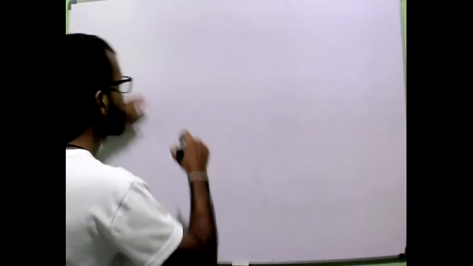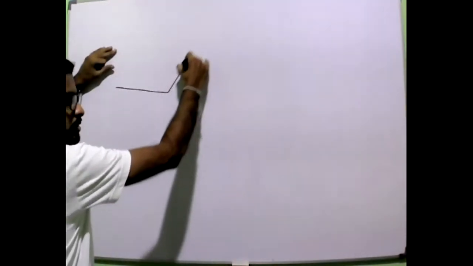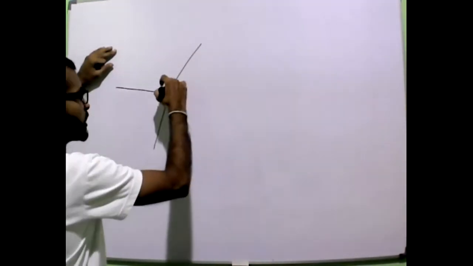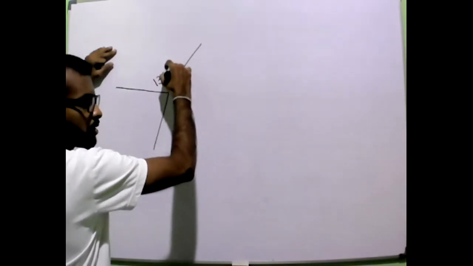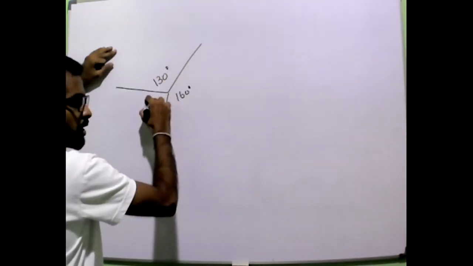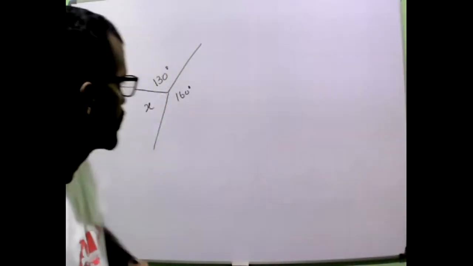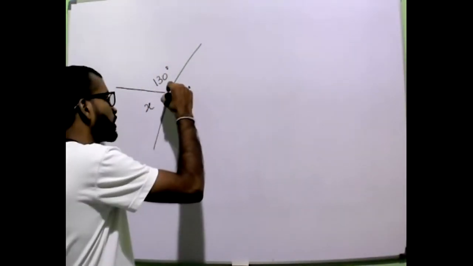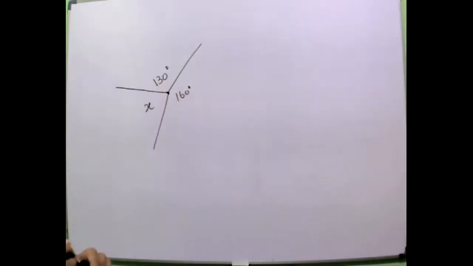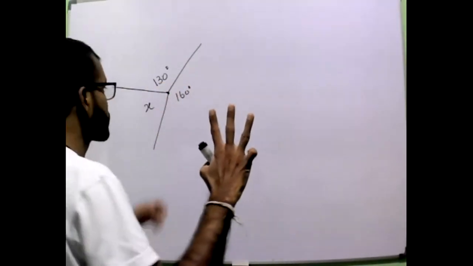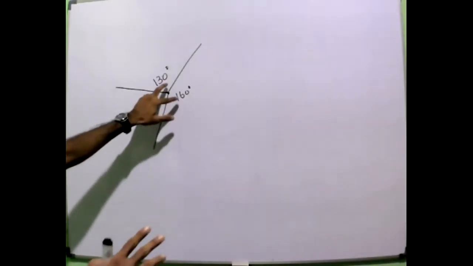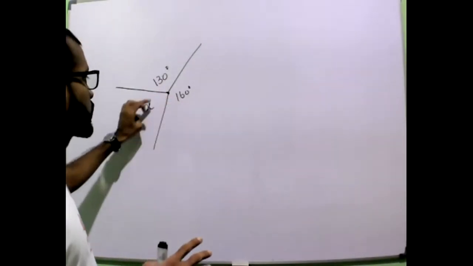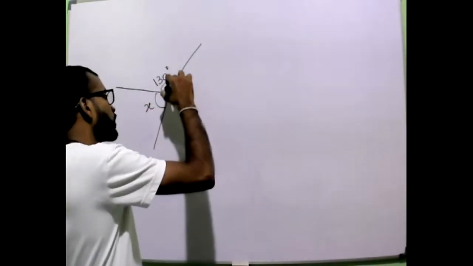Find the value of x. Basically it is something like this. You have three angles around a point. This is 130 and this is 160. So this is the point, and around this point you can find three angles, 1, 2, 3. Two of them are known, and this angle, x, is unknown. You have to find that.